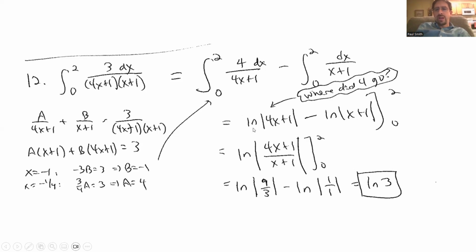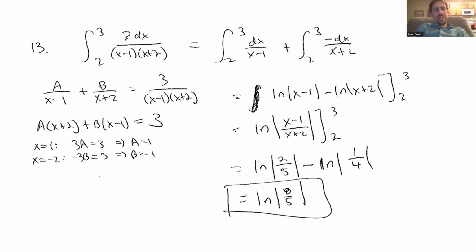So remember the trick. You want to combine your two natural logs before you go forward. So this becomes the natural log of the absolute value of (4x plus 1) over (x plus 1) with a 0 and a 2. I'm going to plug in the 2 first. I get the natural log of 9 over 3, which is 3, minus the natural log of 1 over 1, which is 1. So this becomes natural log of 3 minus natural log of 1. Since natural log of 1 is 0, that's just natural log of 3.